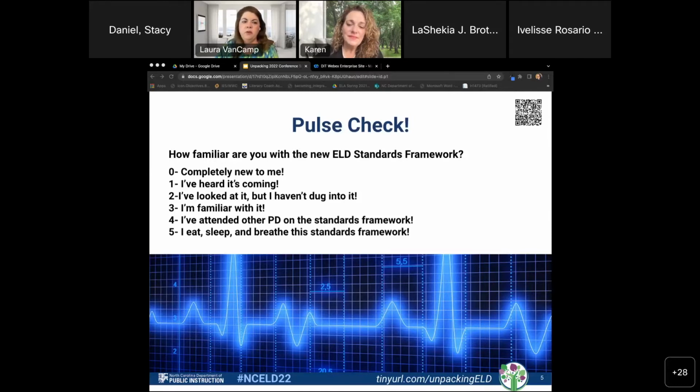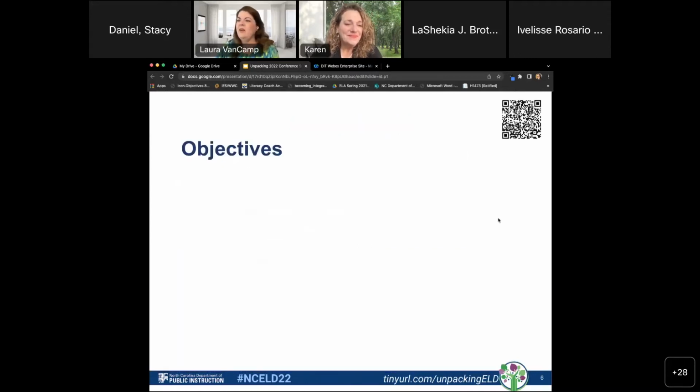So no matter where you are on this scale, you're going to walk away today with a further and deeper understanding of how the unpacking documents can help teachers to target specific skills to help their students to grow and succeed. Thank you for taking part in that. And now I'd like to turn it over to Karen to talk to us about our objectives today.